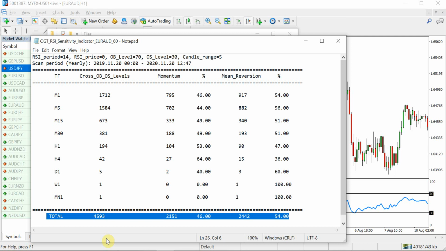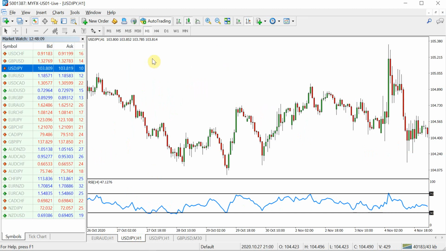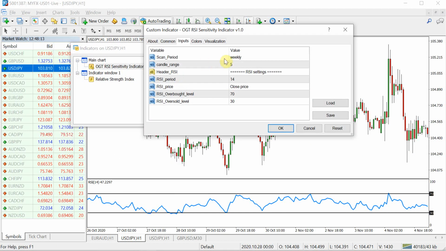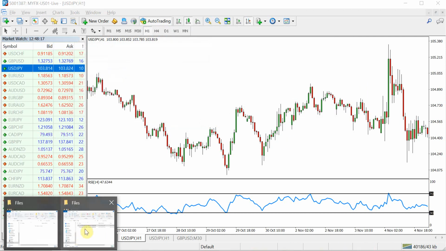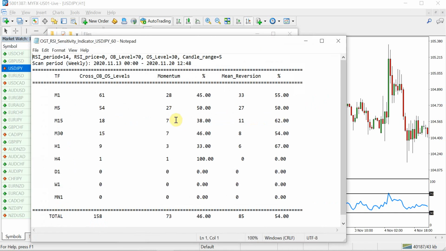So now if we have a look at a different pair, for example the USD JPY, and again I think I've got this on standard weekly 5, we run that. What you'll see now is it created another file for the USD JPY. It's super quick, very straightforward. You can see here that this pair also is showing a tendency to mean revert.